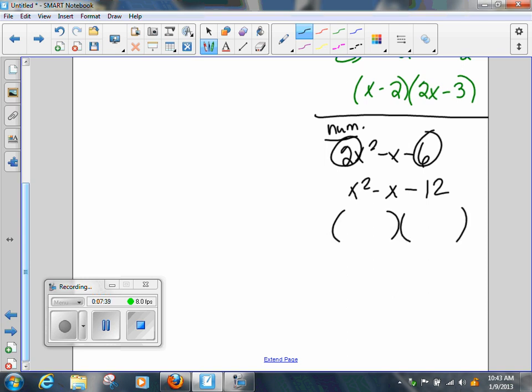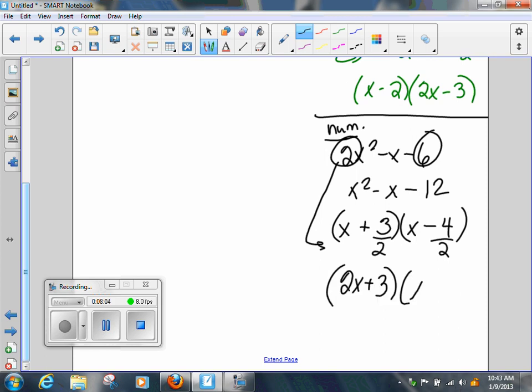What are my two factors of 12, folks? 3 and 4, because I want to subtract to get 1. My 4 is negative, 3 is positive. What do I do now? Divide it by 2. And what are my factors now, folks? 2x plus 3 and x minus 2. Right on. Does everybody see this? Because I don't think you can see it if you're looking at the back of your eyelids.